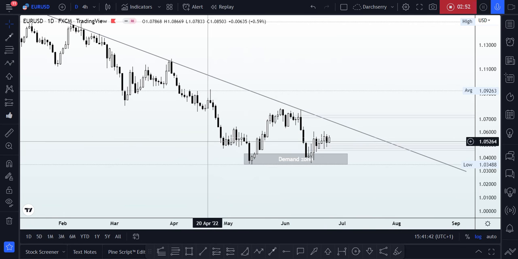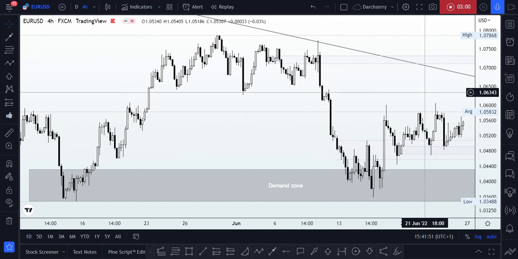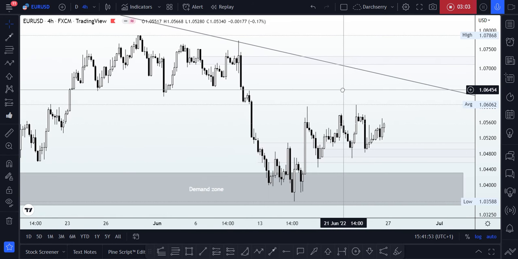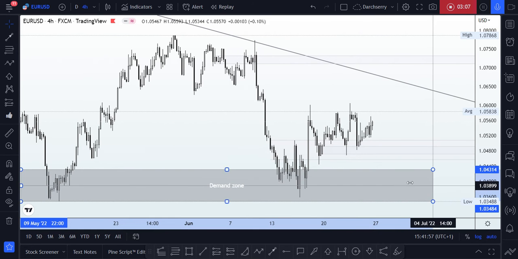How do we take advantage of this move? Let's scale down to a much lower time frame like the 4 hours time frame, where we want to look out for structures that will support a trend continuation. So bringing our chart down to the 4 hours time frame, what have we noticed here?